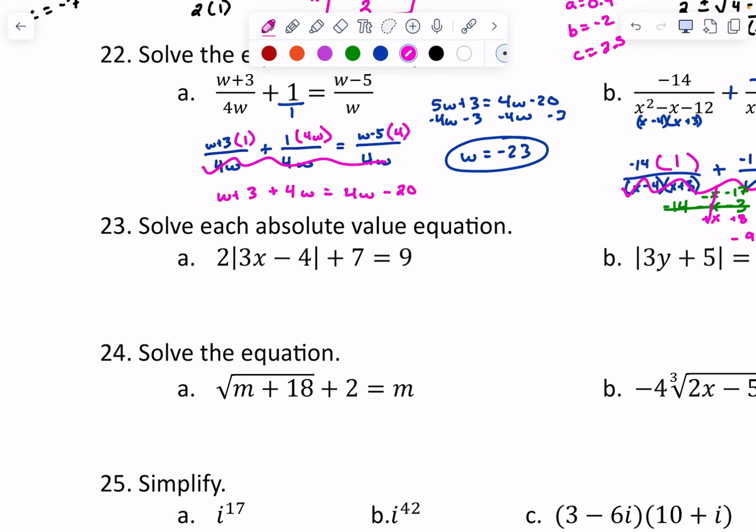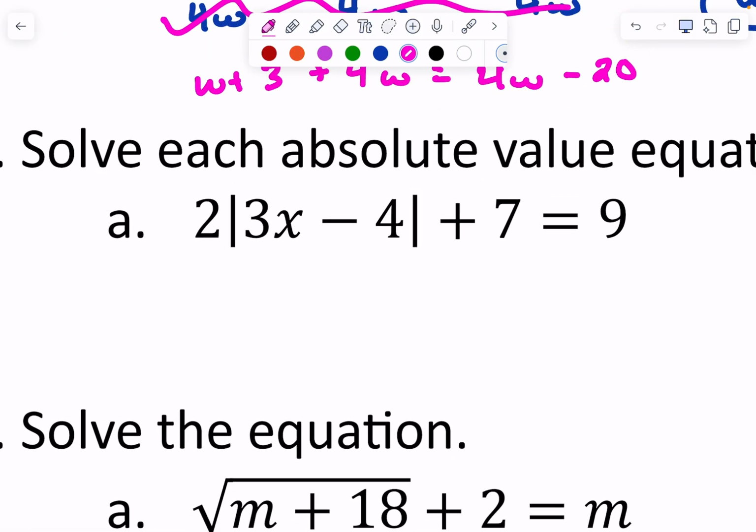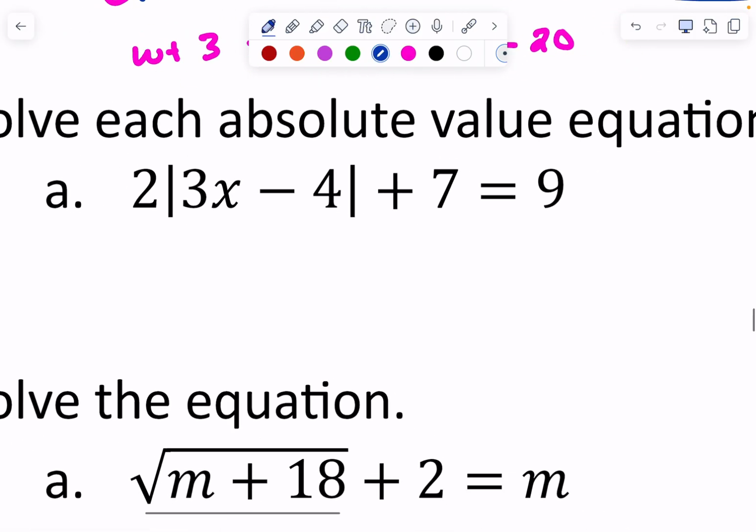All right, ready? Absolute value. What's the rule with absolute value? Part A. Get everything away. The absolute value can't equal a negative number. The absolute value can't be a negative number. Just wait.